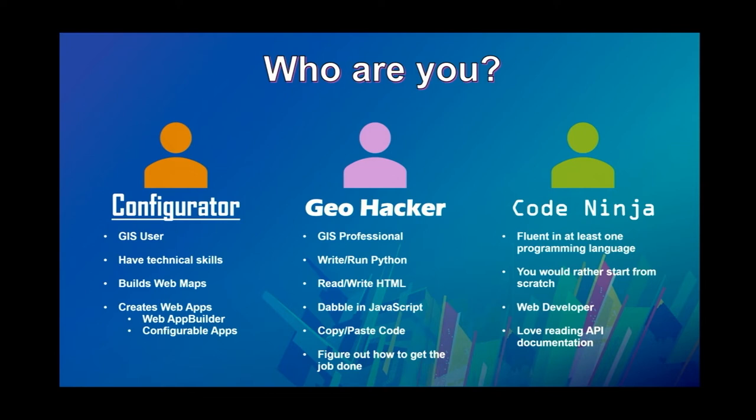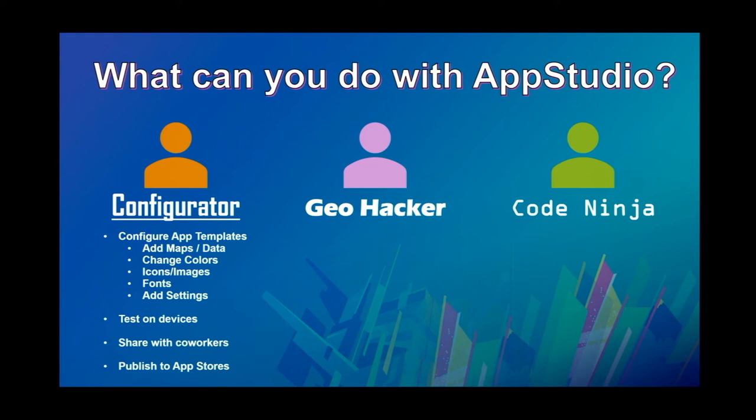Well, we can hit all of these buckets. So what can you do as a configurator? As a configurator with AppStudio, you can configure an app with custom maps and data, change the icons, change the colors of your app, brand it as your own, add specific fonts in there, and there are a number of other settings you can change. You can test these on devices, share these with coworkers, and publish these to the app stores, or you could publish them into your enterprise. So at a configurator level, those are the kinds of things you can do.